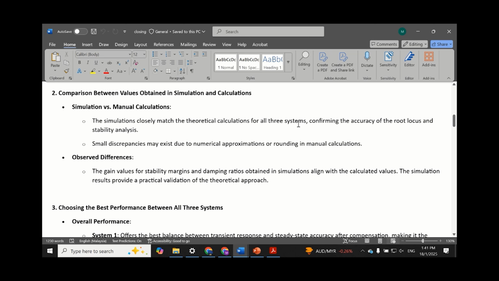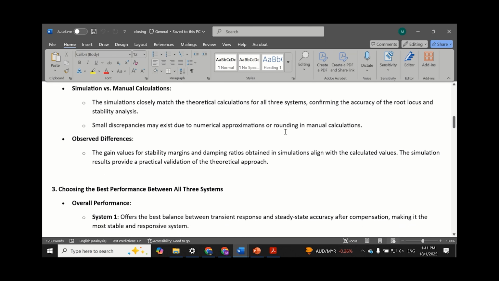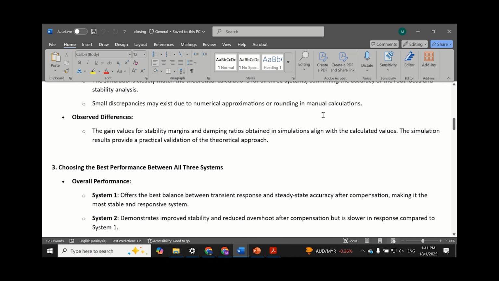Simulation versus manual calculations: the simulation closely matches the theoretical calculation for all three systems, confirming the accuracy of the root locus and stability analysis. Small discrepancies may exist due to numerical approximations or rounding in manual calculations. The gain values for stability margin and damping ratio observed in simulations align with the calculated values. The simulation results provide a practical validation of the theoretical approach.